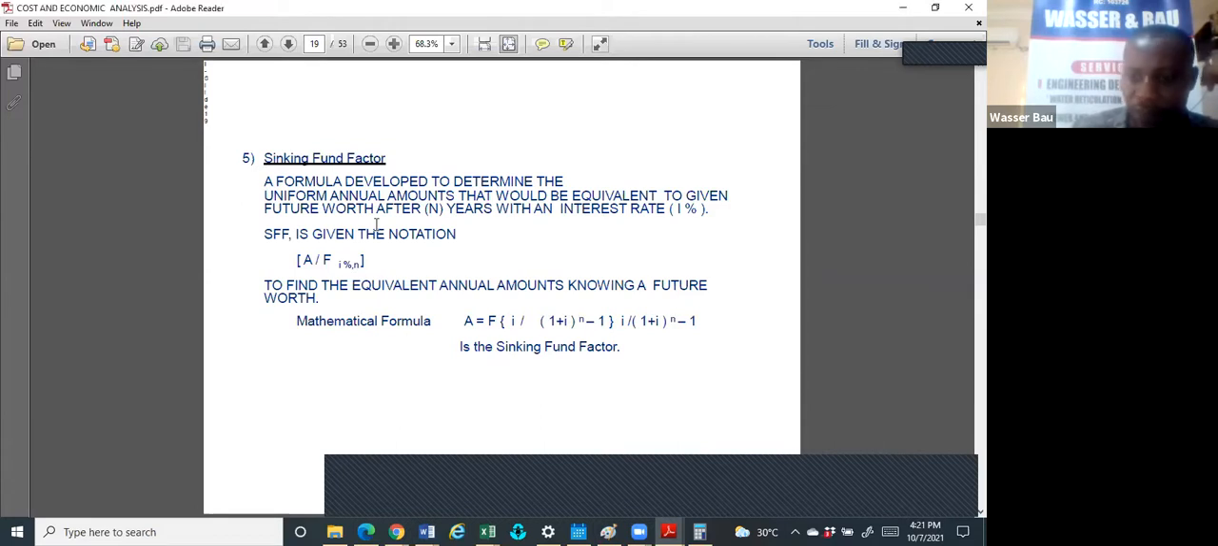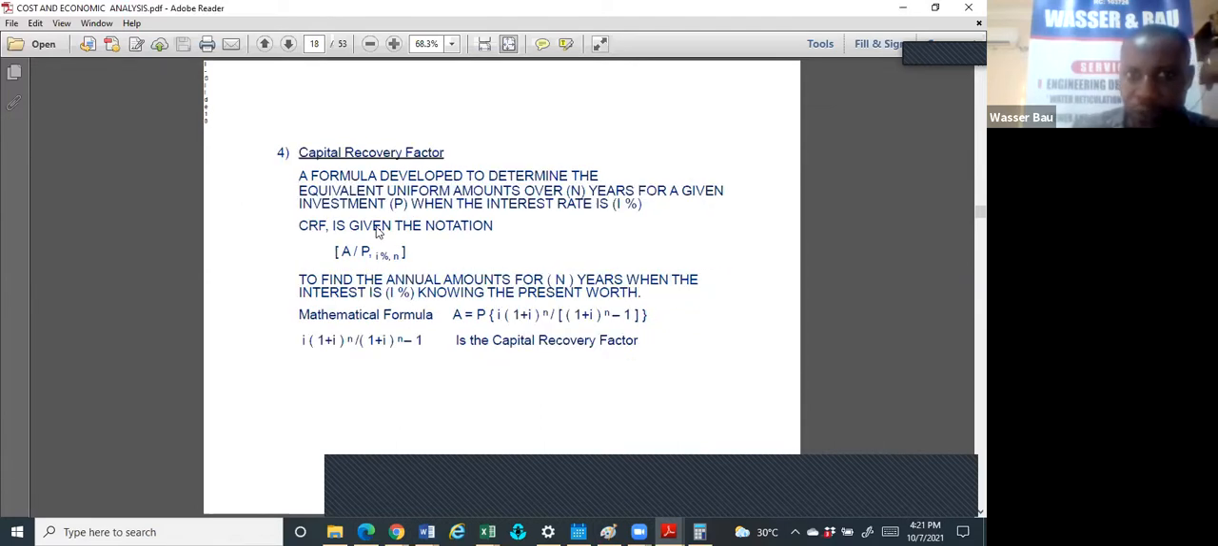If I go back again, this one means find A, given P, the interest, and the number of years. Mathematically, find A, given P, and then this formula comes in. This formula follows, sorry.